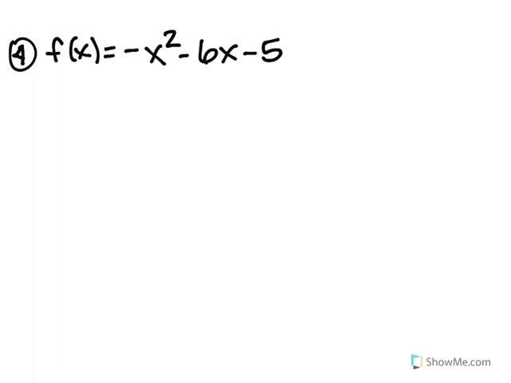Example 4. f of x equals negative x squared minus 6x minus 5. I want to do a negative one because I wanted to show you how to determine if your parabola is going up versus going down, okay?